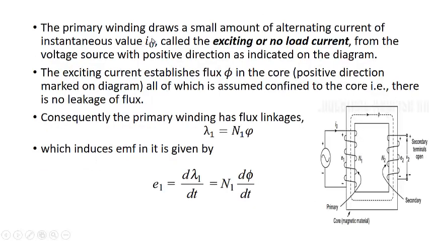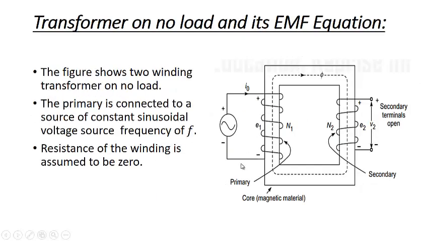Now the primary winding draws a small amount of alternating current of instantaneous value I0, which is called the exciting or no load current, from the voltage source, with positive direction as indicated on the diagram. I'll come back to this. You can see this will be the positive direction of the current as we have assumed for the source. So we need to calculate the direction of this EMF and direction of this EMF.